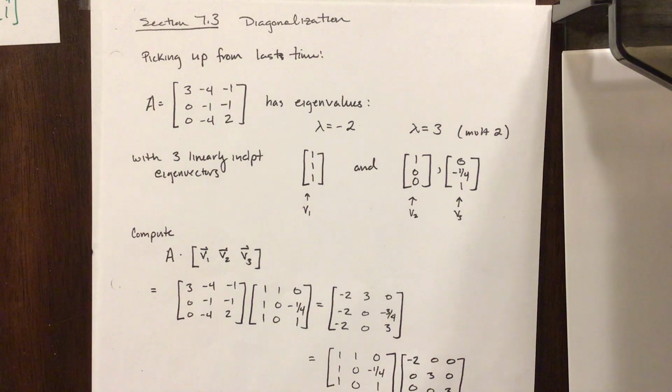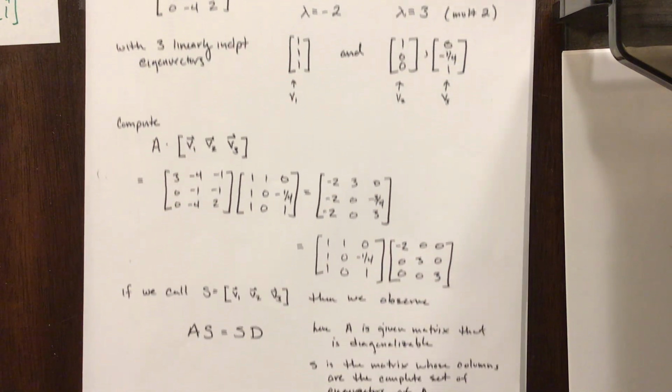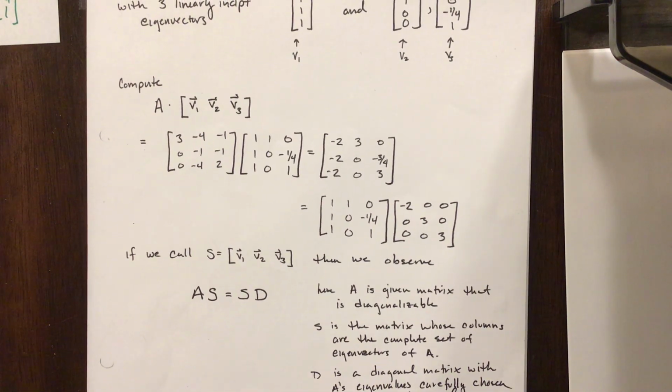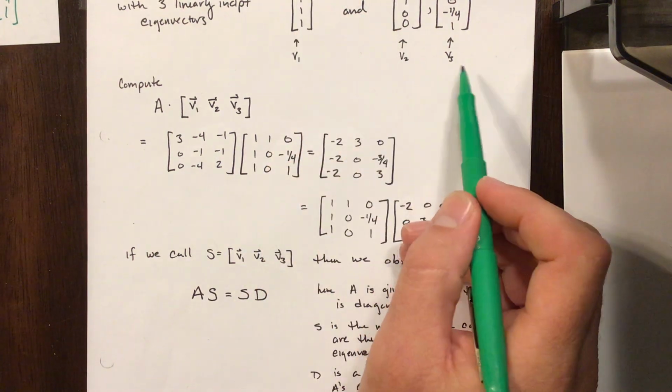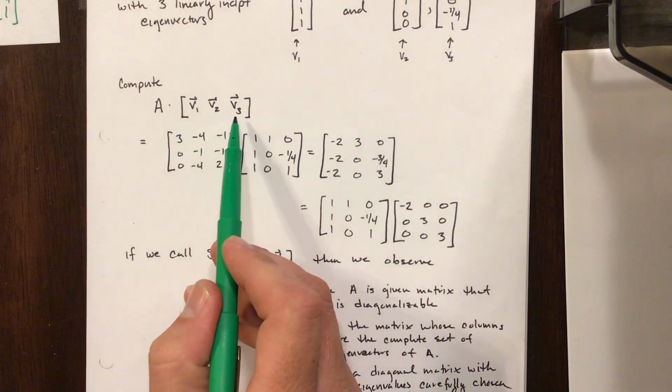Now, since this 3 by 3 matrix had a complete set, 3 linearly independent eigenvectors, we called it diagonalizable, or non-defective. If it had 2 or fewer, it would have been a defective matrix. At this point, I want you to make the following two computations. Take the matrix A and multiply it by V1, V2, and V3, where V1 is the eigenvector for lambda equals negative 2, and V2 and V3 are the eigenvectors for lambda equals 3.